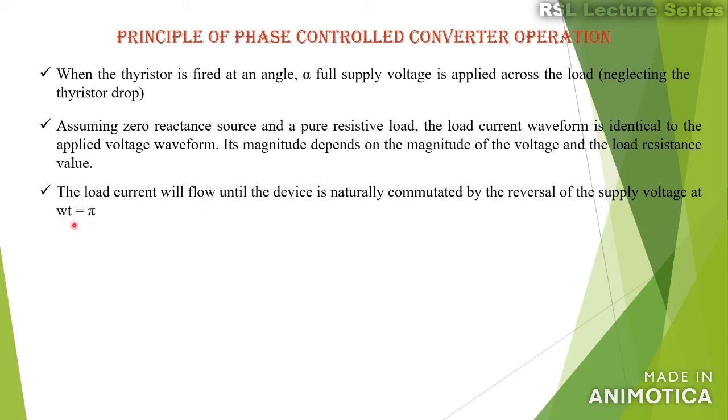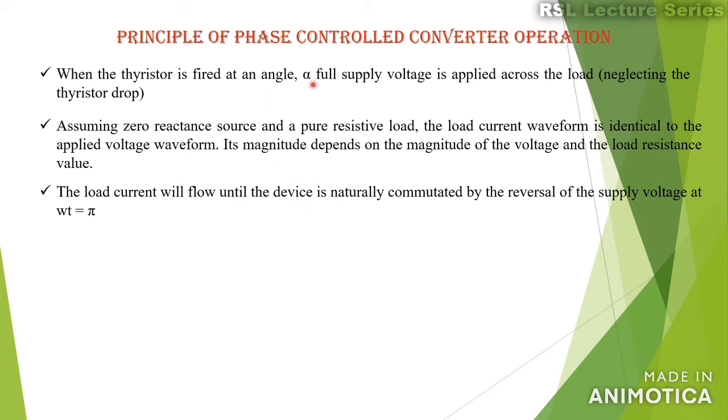So at omega t is equal to pi, what will happen? The supply voltage will become 0. As we all know, the AC supply voltage will start from 0, attain its maximum value at omega t is equal to 90 degree, and after that it will start decreasing and attain 0 at omega t is equal to pi or 180 degree. Due to this, the current will also become 0. Once the current flowing through the device becomes 0, the device will get commutated naturally. So due to natural commutation, the thyristor will get turned off.